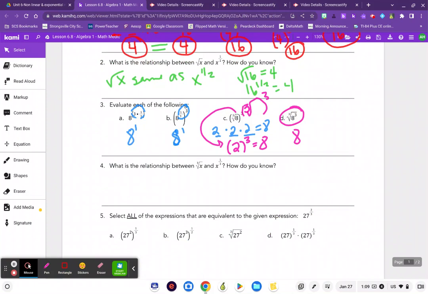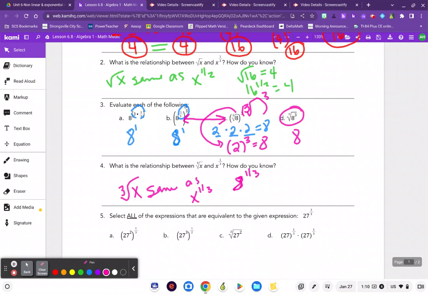So it says, what is the relationship between cube root of x and x to the 1/3? And I'm going to say that cube root of x is the same as x to the 1/3. Now, this one might not be as obvious, but let's take a look. These two right here, 8 to the 1/3, ended up being the same as cube root of 8. I know that because I'm cubing those results, and when I cube those results, I'm doing the same thing to either problem. So for my final answer to be 8 in both cases, it means that 8 to the 1/3 had to be the same output as cube root of 8.